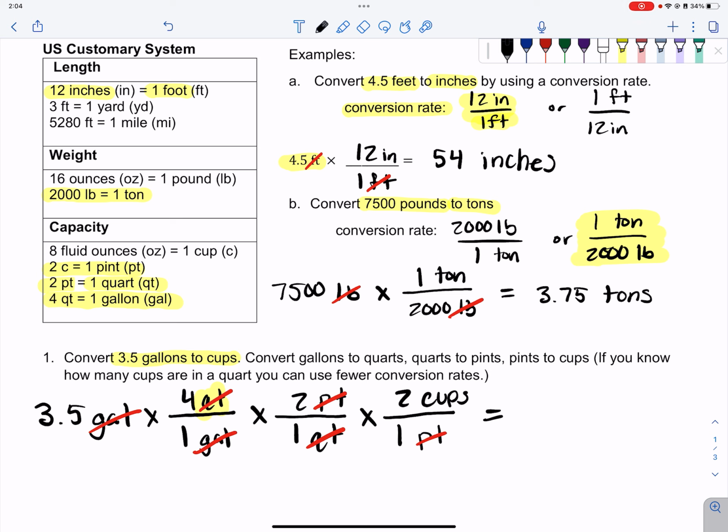And now if I have a bunch of fractions multiplying together, then what I can do is take all of the numerators and multiply those together, take all of the denominators, multiply those together, and then simplify. So we're going to have 3.5 times 4 times 2 times 2, and that should give you 56. And then our denominators, we have 1 times 1 times 1, which is just 1. So it's 56 over 1 cups, which is just 56 cups.